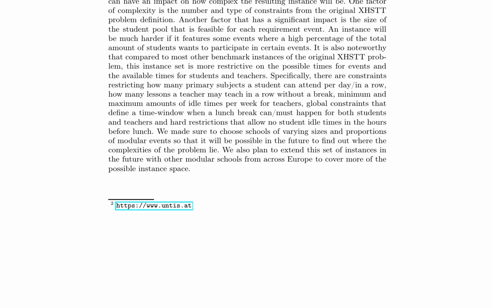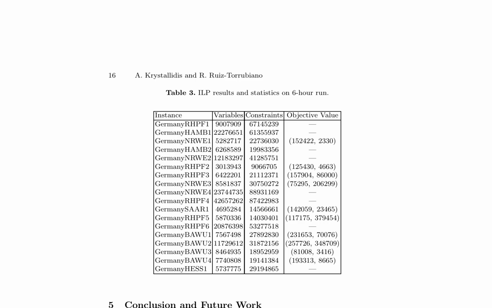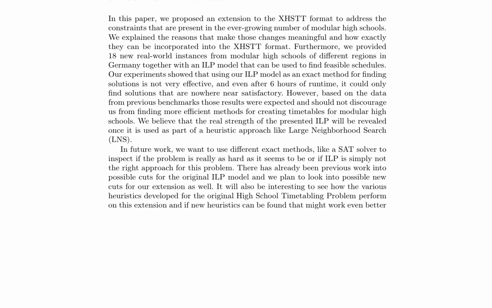Tables 1 and 2 provide statistics on the instances, including the number of events, students, classes, teachers, and rooms, as well as the number of choice and balance constraints, and modular events. The data aims to cover a wide range of possible instance spaces, with plans for future extensions to include more schools from across Europe. The authors introduce an extension to the XHSTT format to accommodate constraints present in modular high schools, providing 18 new real-world instances from German high schools and an ILP model to find feasible schedules.